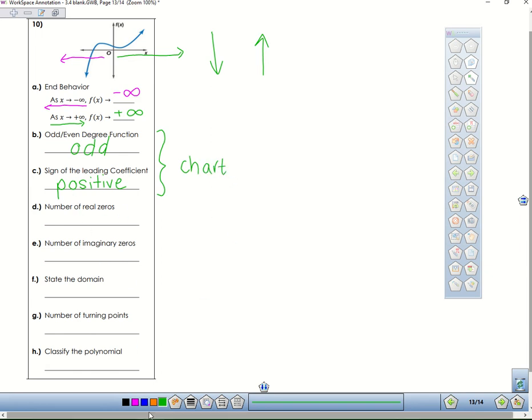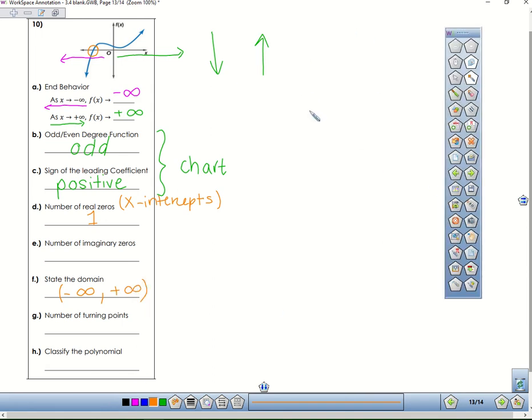Now, number of real zeros. How many times does this function cross the x-axis? Just once. Very good. That's how many times it crosses the x-axis. If you want to write x-intercepts next to it, you can. We're going to come back to E later. I like to do E at the end. It's the easiest way to figure it out. State the domain. This function goes on forever in both directions. So negative infinity to positive infinity.